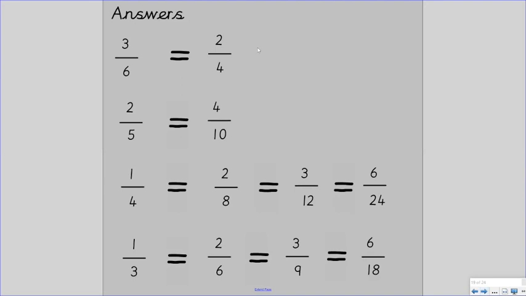Okay, so 3/6 is the same as 2/4, 2/5 is the same as 4/10, and then we had two groups of 4 fractions that were equivalent. So 1/4 is the same as 2/8, is the same as 3/12, and is the same as 6/24. And then 1/3 is the same as 2/6, is the same as 3/9, and is the same as 6/18. So quite tricky, that activity, but hopefully you got on okay.